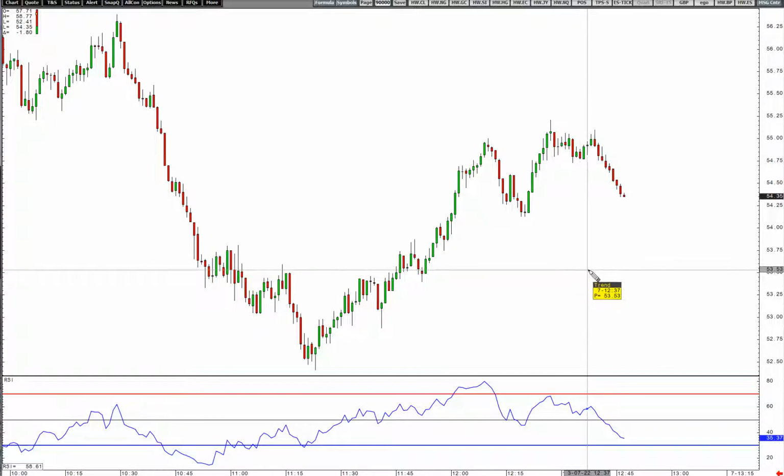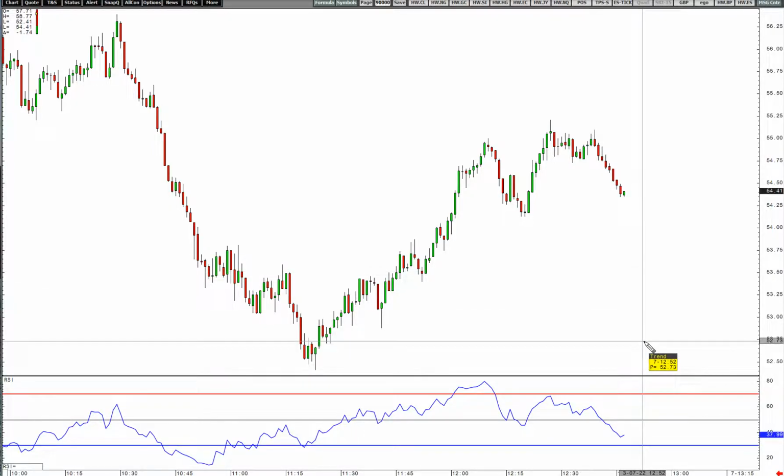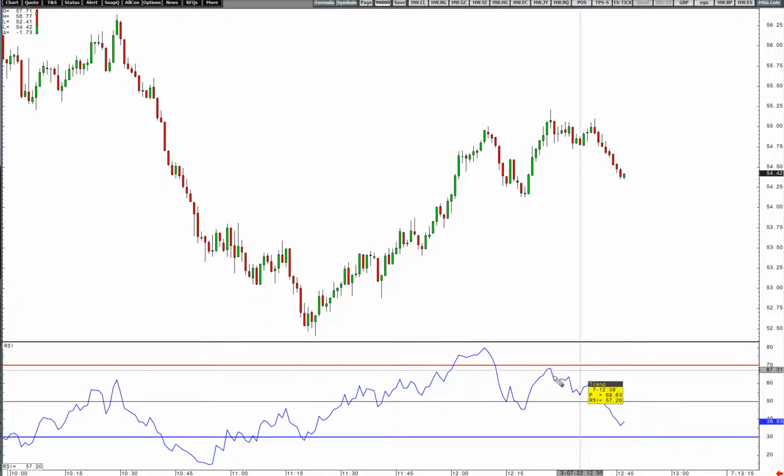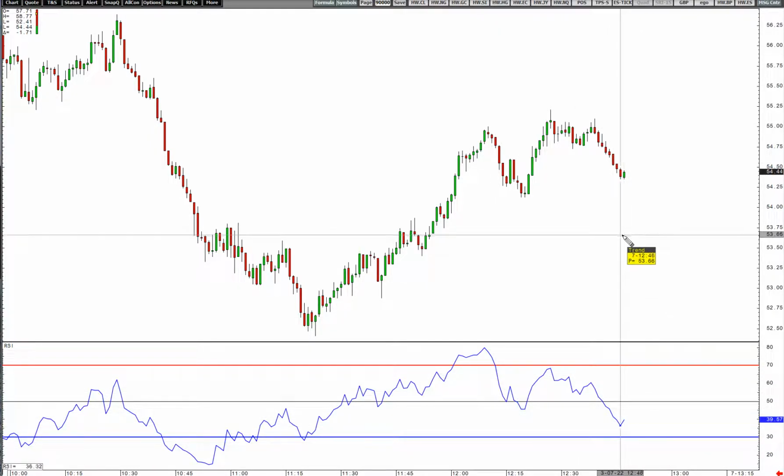Today I wanted to go over the RSI method to enter a short or a long trade. The RSI method uses the RSI 14, and you enter a short when you're coming off of overbought, and you enter a long when you're coming off of oversold. Now, this is not a standalone method. This is an entry method.